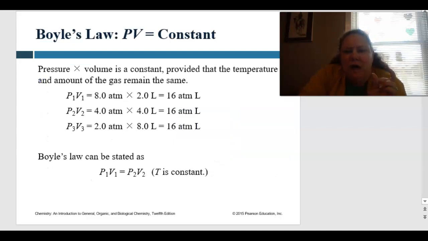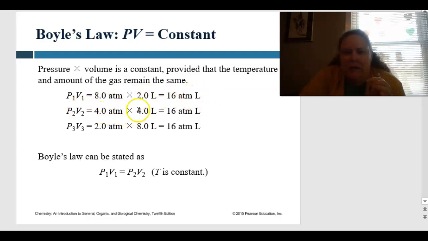So with Boyle's law, PV equals a constant. So the amount of pressure times volume is a constant, provided again that the temperature and the amount of gas remains the same. So if we do a little bit of examples here, P1 times V1 equals 8 atmospheres times 2 liters. That would give us 16 liters atmospheres.